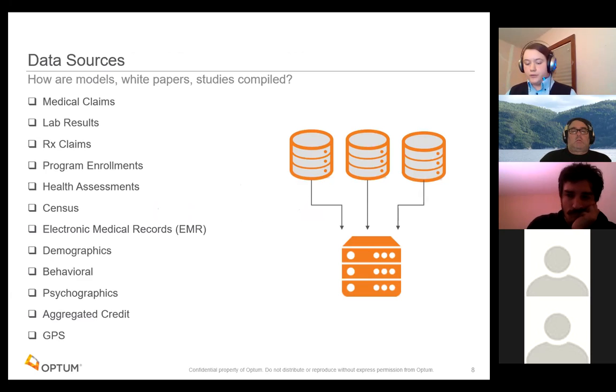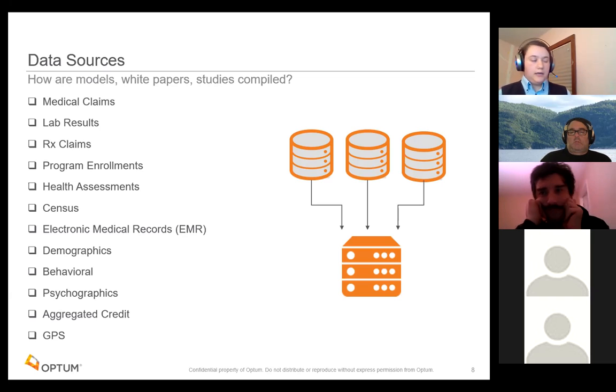Program enrollments: are you enrolled in a Medicaid program? Are you enrolled in a Medicare program? Are you enrolled in a commercial product? Health assessments and census data are used by the public and private sector. It's a pretty comprehensive data set that is at the county level.